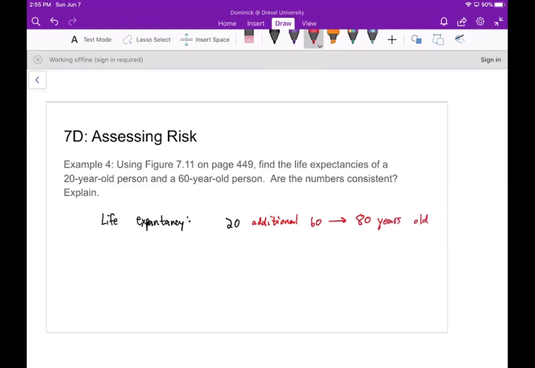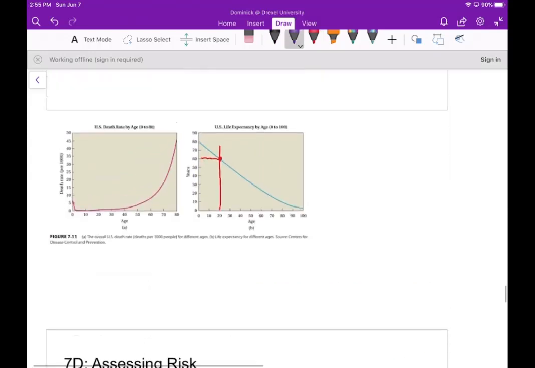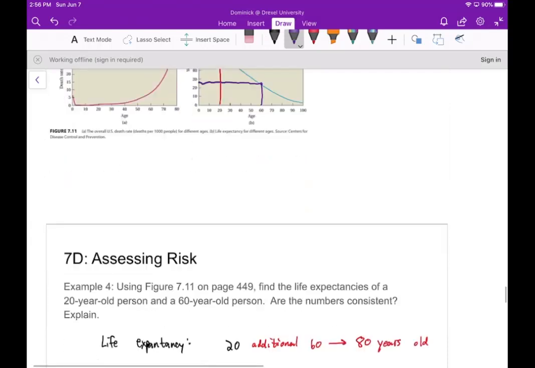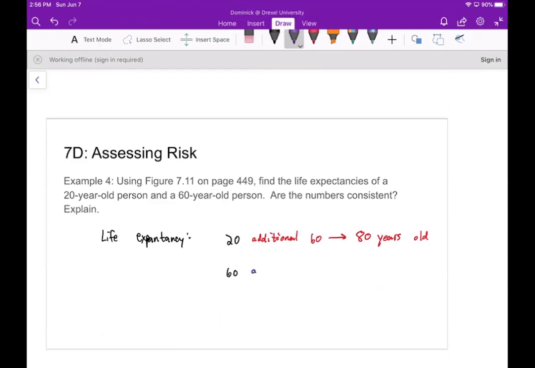Now, if we go to 60, and we go up to the graph here, it looks like if we come here, find our graph here, and we go over, we're going to be slightly higher. We're going to be about 25. So it looks like we get an additional 25. So if you made it to 60, on average, you can expect to get to 85.